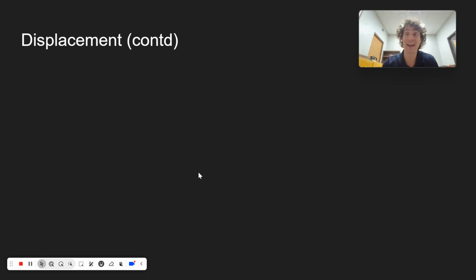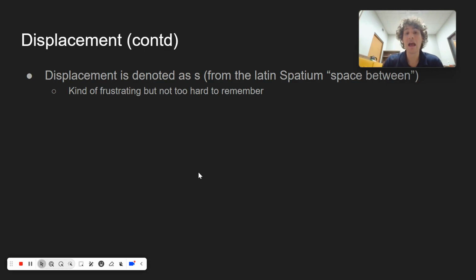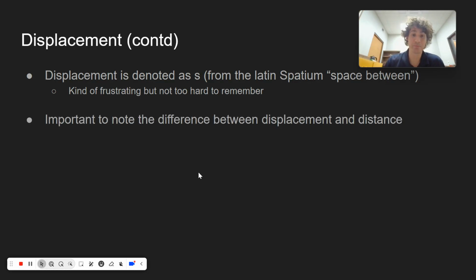But anyway, displacement. We use the letter S for displacement. Believe it or not, that's kind of weird. I had to look it up because I was like, why is that? Spatium, which means the space between. So it kind of makes sense. But again, you're like, who knows Latin anymore? I'm kind of with you. It's a fun language, though. Very interesting. What else we got about displacement then?